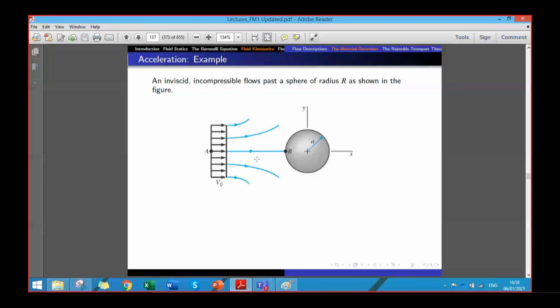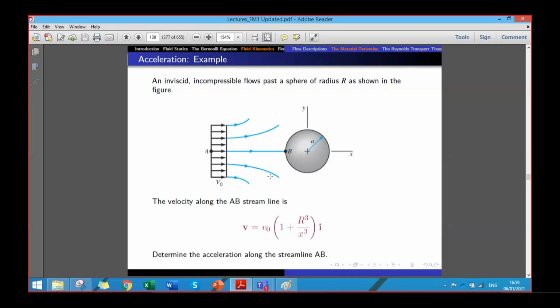Now we solve an example in order to have a clearer understanding of the material derivative, or the convective and the spatial parts. In this example, we have an incompressible flow past a sphere of radius r as shown in the figure. There is a sphere of radius r, and there is a flow velocity V naught. Flow is approaching this sphere, and given this velocity along the streamline, you are required to calculate the acceleration. Can you do that?